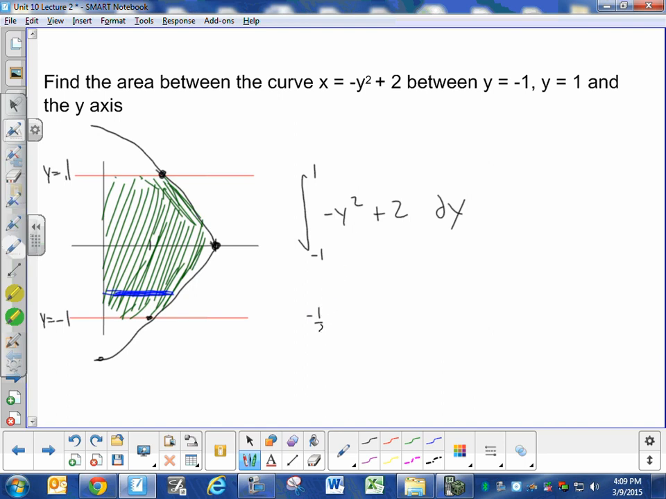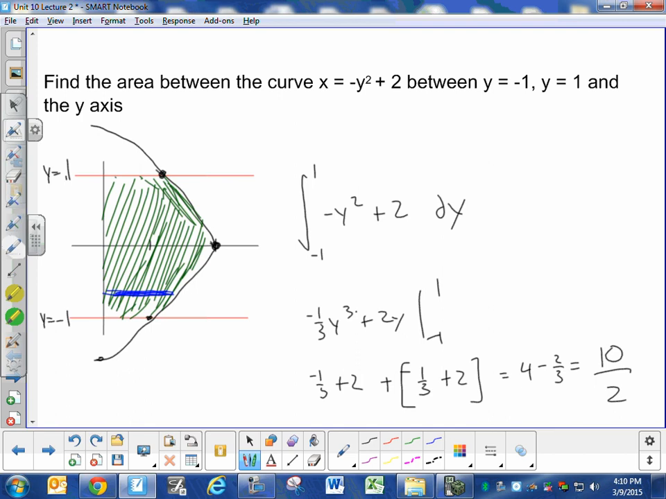This would be negative 1/3 y cubed plus 2y. Find the change between negative 1 and 1. This would be negative 1/3 plus 2. Minus, this would be a positive 1/3 when I plug in negative 1, this would be minus 2. So it would be plus a negative, this would be a positive, it would be 4 minus 2/3, 12/3 minus 2/3, 10/3.